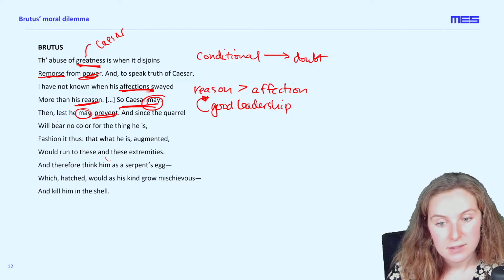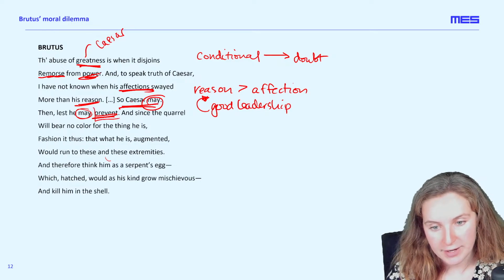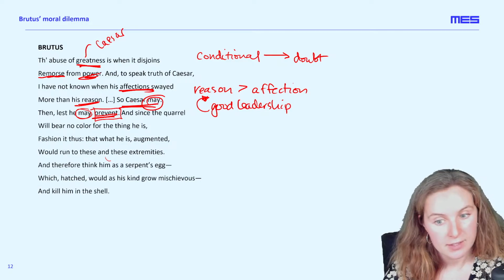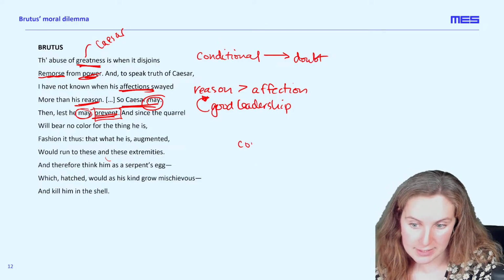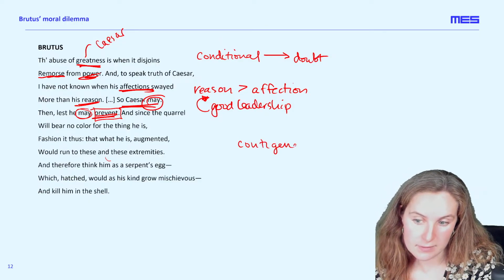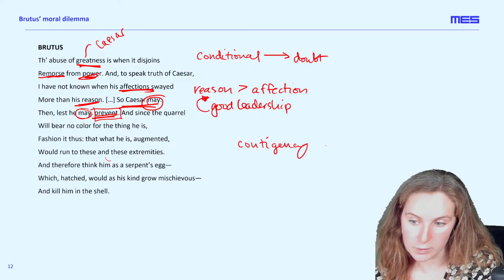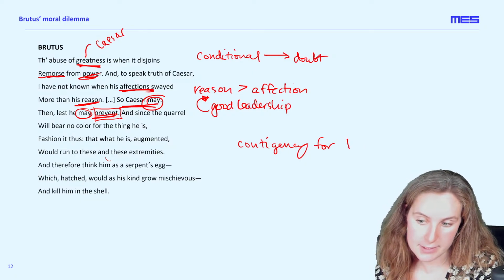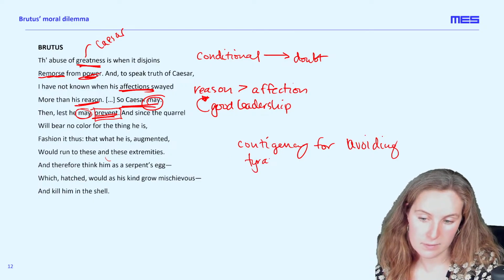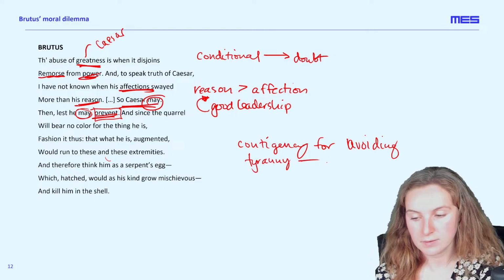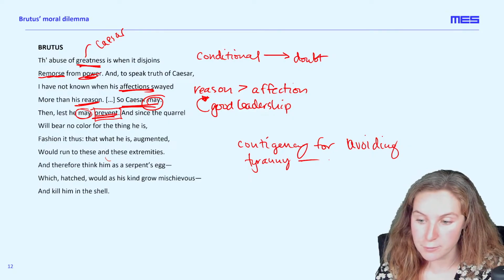But he's saying here, prevent. We have to prevent as a contingency plan for avoiding tyranny, avoid tyrants in general, avoid kings.